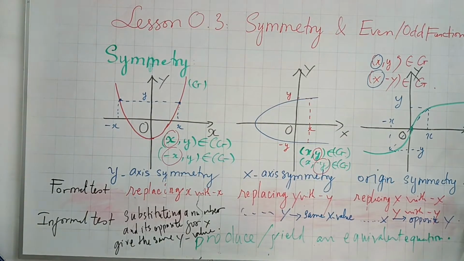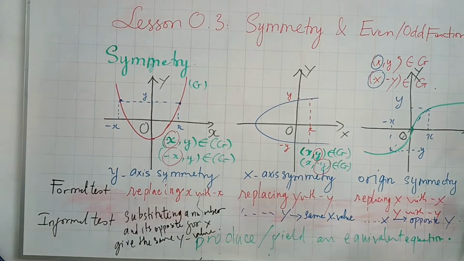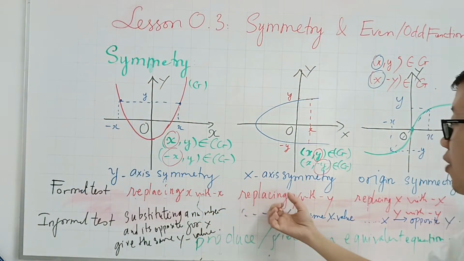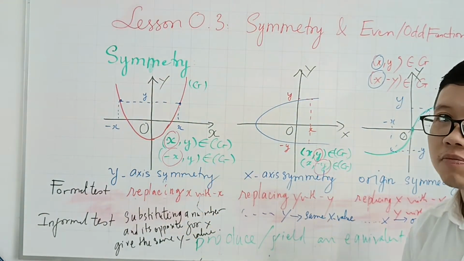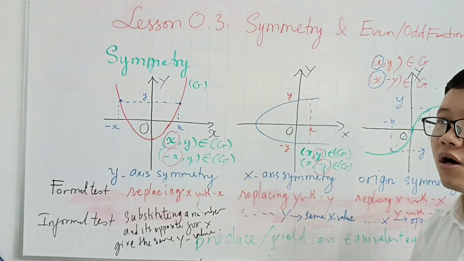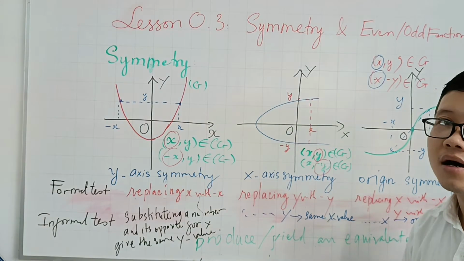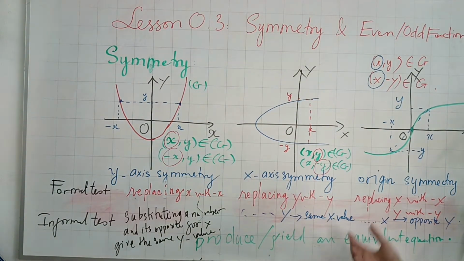Maybe you can feel easier when we do the exercise together. So in the formal test we work with the variables x, y, and in the informal test we work with numbers, because algebra uses letters to represent numbers. Okay, so that is the theorem.